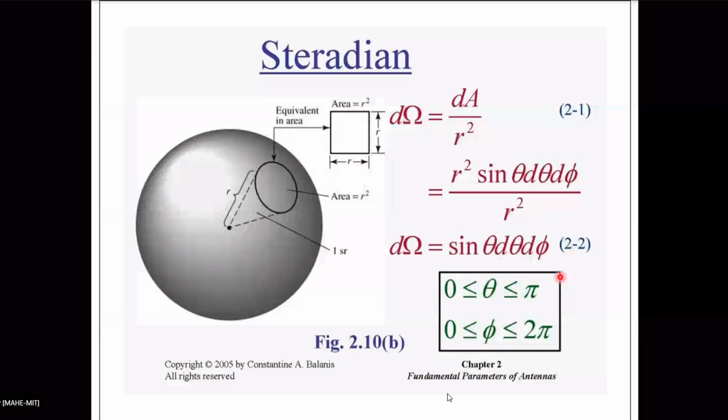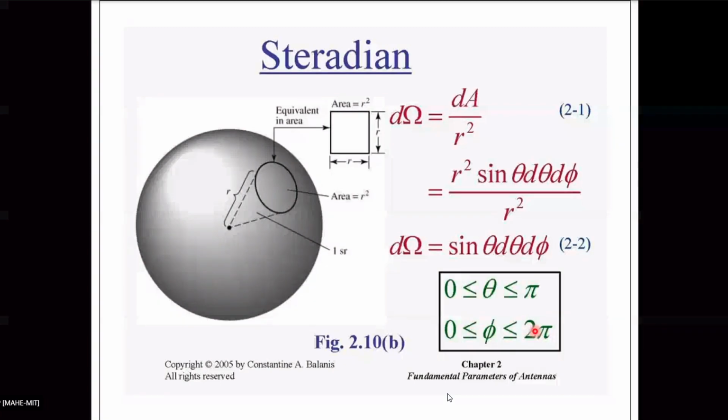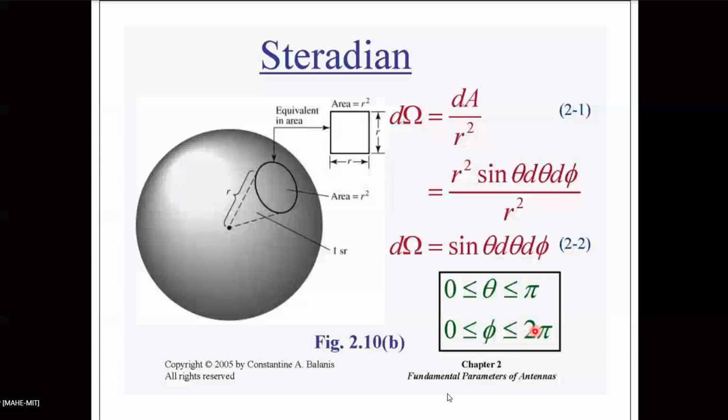For a complete sphere, theta should vary from 0 to pi and phi should vary from 0 to 2 pi. Now, how do we get the total solid angle in a sphere? What is the total solid angle in a sphere? See, I said there are two angles. Steradian is the unit of solid angle, the measure of solid angle. One steradian is defined as the solid angle with its vertex at the center of a sphere of radius r that is subtended by a spherical surface area equal to that of a square with each side of length r.